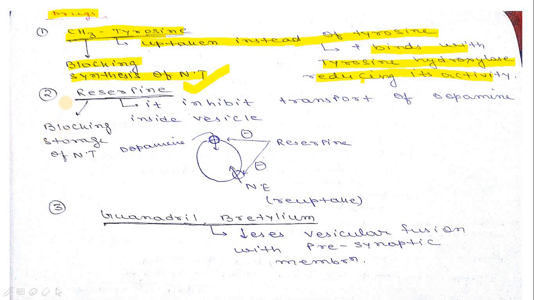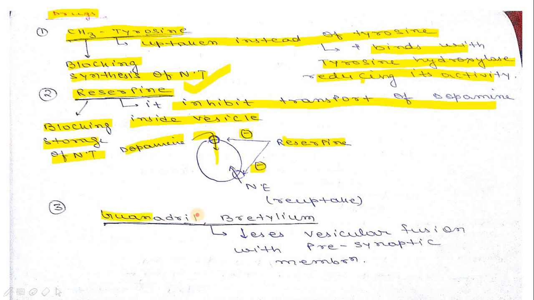Clear? The next drug which is most important is reserpine. Okay, it inhibits the transport of dopamine inside the vesicle. It inhibits the transporter which transports dopamine inside the vesicle. So dopamine which is transported into the vesicle is inhibited by your reserpine. As well as when norepinephrine is reuptaken and transported by the VMAT transporter inside the vesicle, that is also inhibited. Okay, so both the reuptaken norepinephrine as well as dopamine transport inside the vesicle are inhibited by reserpine. Clear? So it is blocking storage of the neurotransmitter.